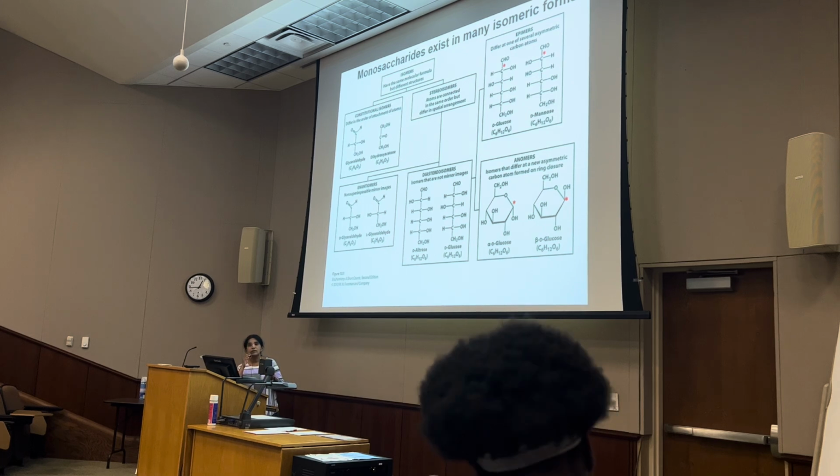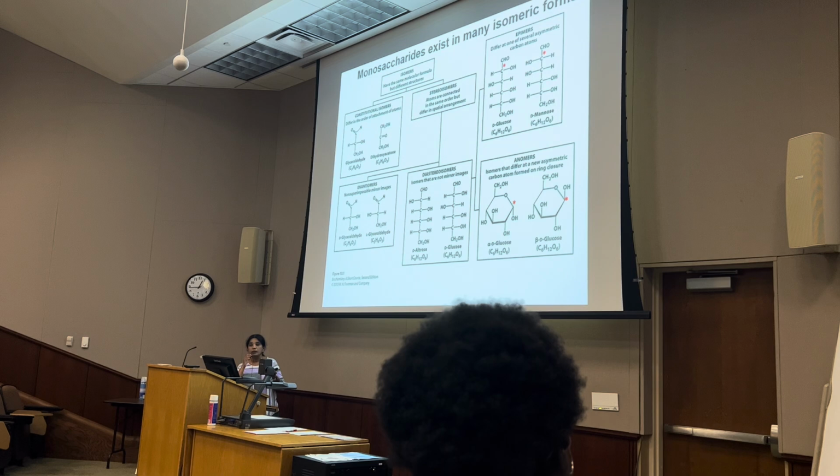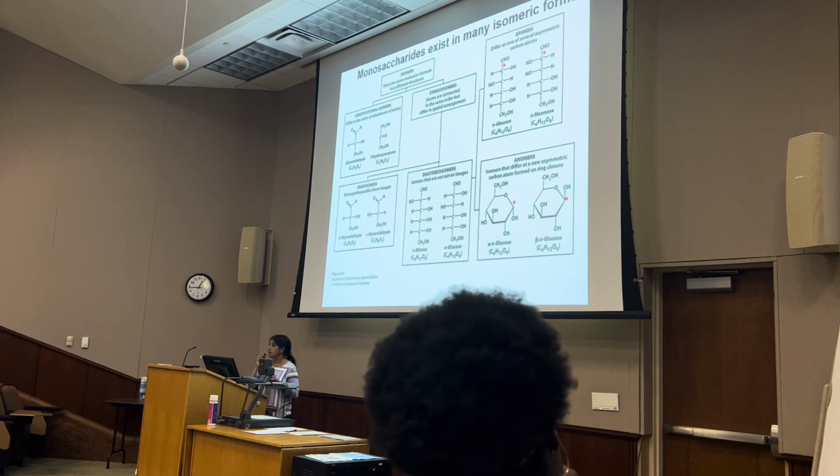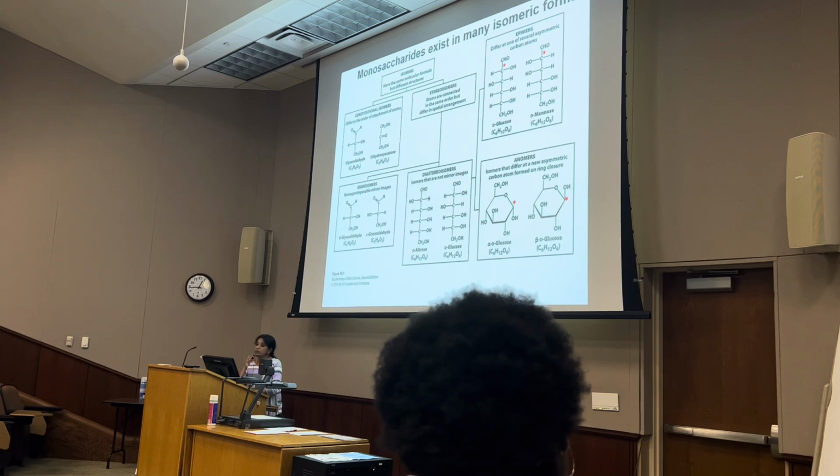Isomers have the same molecular formula but obviously different structures. You can have constitutional isomers and stereoisomers. Constitutional isomers are different arrangements, like we just talked about with glyceraldehyde and dihydroxyacetone. They have the same molecular weight, but the arrangement of the atoms is different. Stereoisomers can be divided up into enantiomers and diastereomers.